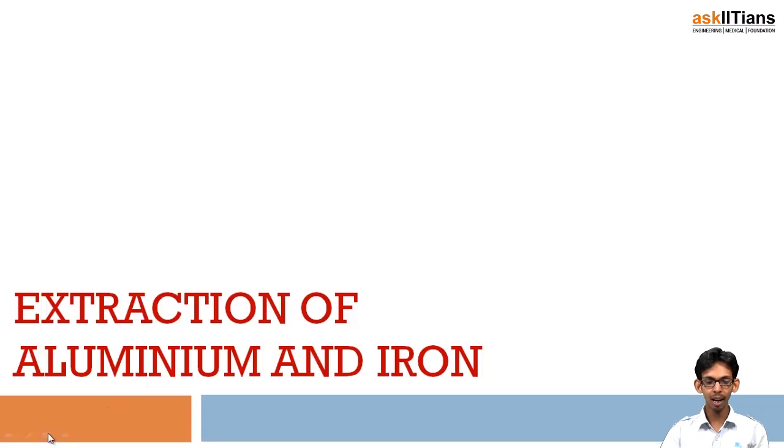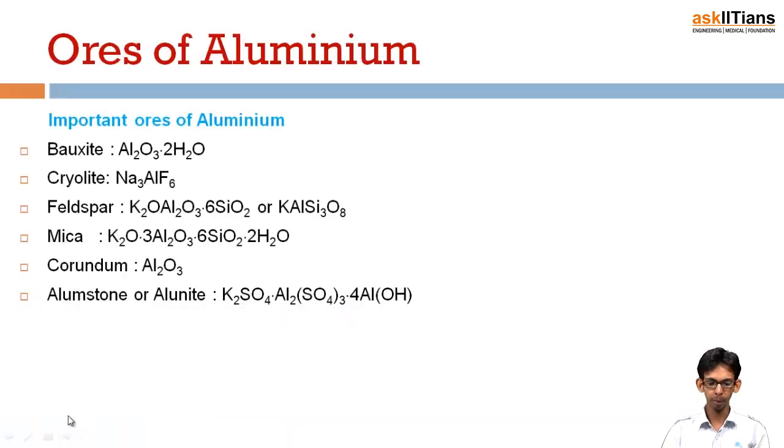So let's start. Extraction of aluminium and iron. So let's start with extraction of aluminium, and as we know, the first step of extraction of any metal is the mining of ores. And from ore we do our metallurgical processes to obtain our metal. So the first thing is to identify and obtain the ores, and the main ores of aluminium are bauxite, cryolite, feldspar, mica and others, but the most important one is bauxite. This is highly used for extraction of aluminium. It is a chief ore of aluminium.